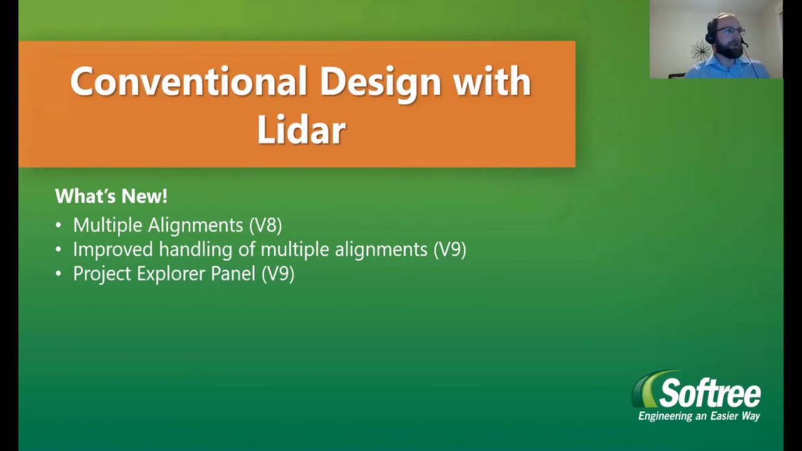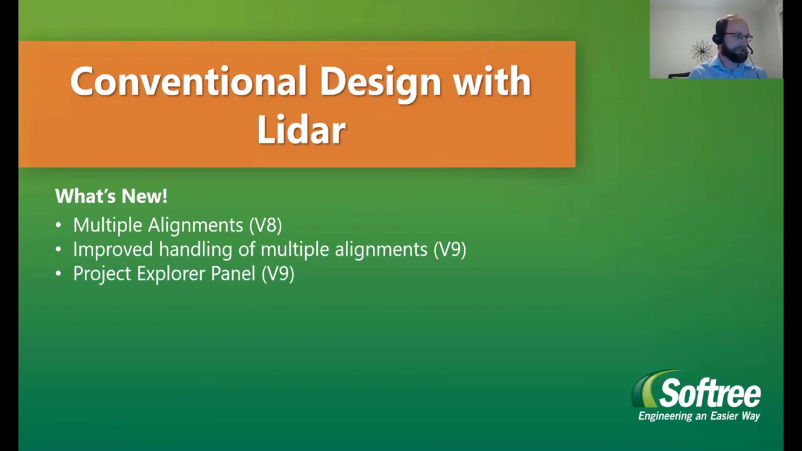So conventional design with LiDAR. We've built the surface, we've added in an ortho, and we've figured out where the landing is that we want to get to. So this is that interactive click around, have a much larger area to click around and figure things out than you would with hand traverse data.